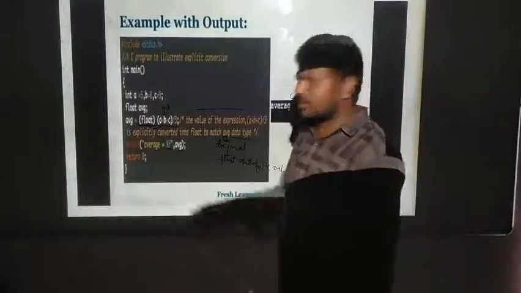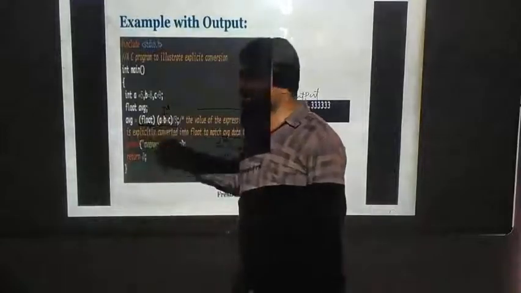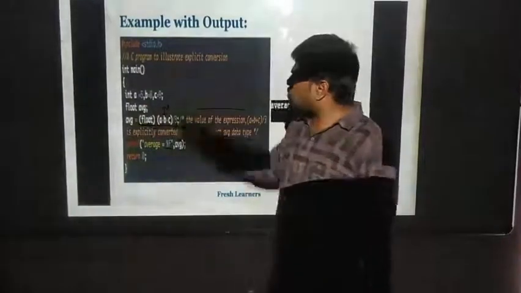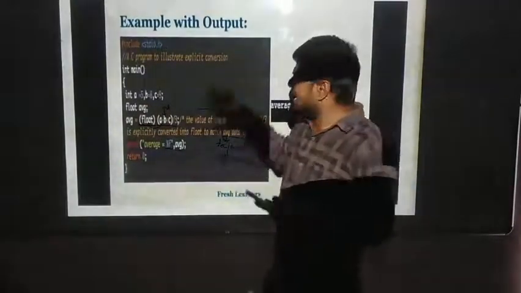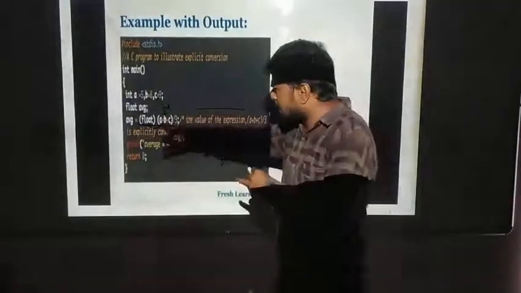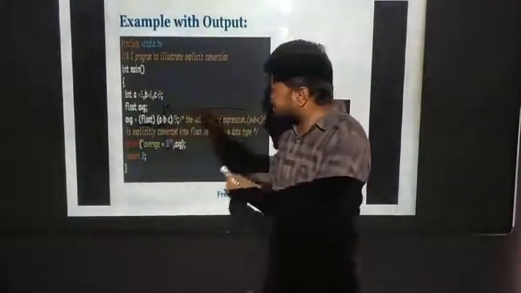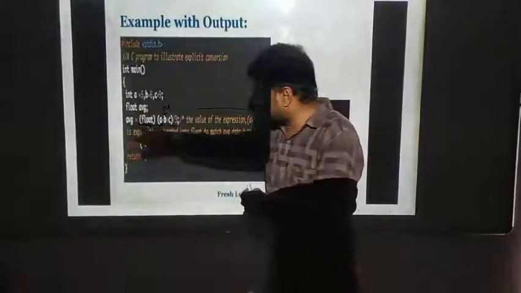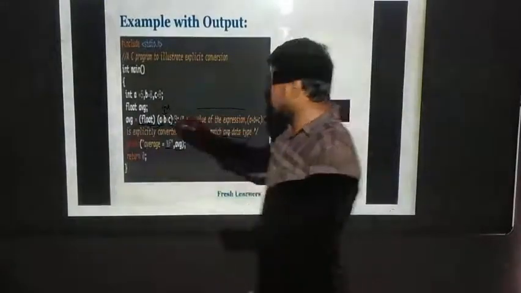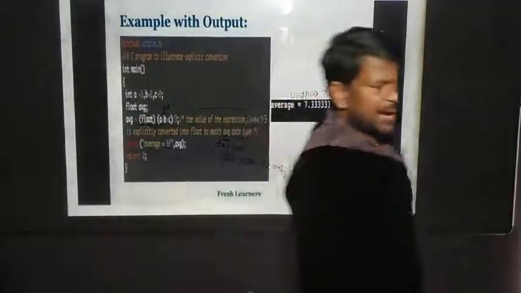If I do not give a float data type, what will happen? It will show an error because this is of a different data type. We are converting the data type of integer to float. Average will be the float data type, so here we convert a plus b plus c into the float data type. This is about explicit conversion.